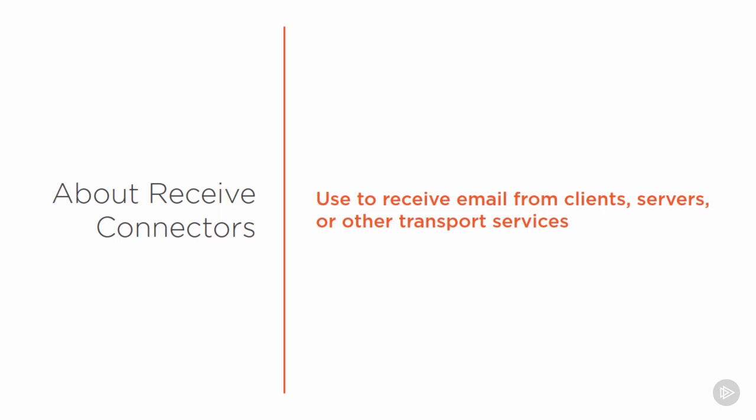Email messages are passed between clients, servers, and transport servers using connectors. Receive connectors are used to receive messages. The other type of connector is a send connector, and we'll look at those in the next module. There are 5 receive connectors configured on an Exchange 2016 mailbox server by Exchange setup. So these are configured for you when the server is first installed.